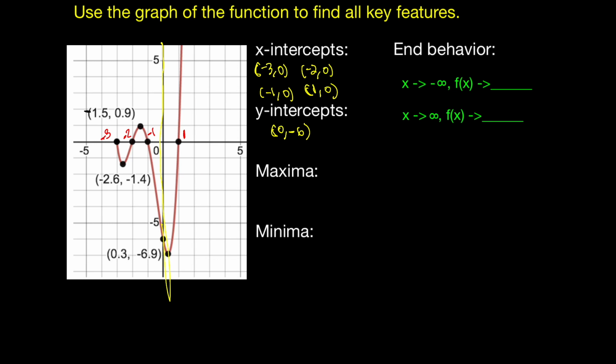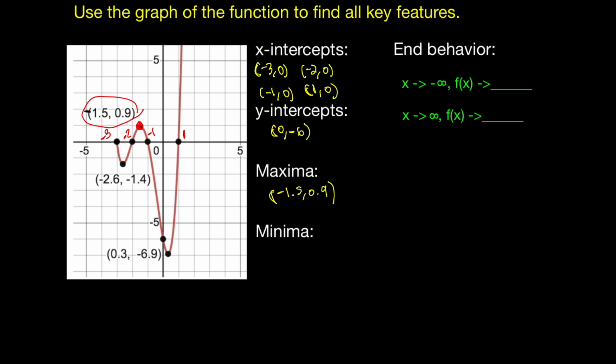All right, so let's see. Now we want to look for the maxima. So the maxima, I really mean local max, the peaks of the graph. And you can see that here we have this peak at the point (-1.5, 0.9). And that's the only peak that we really see within this graph.